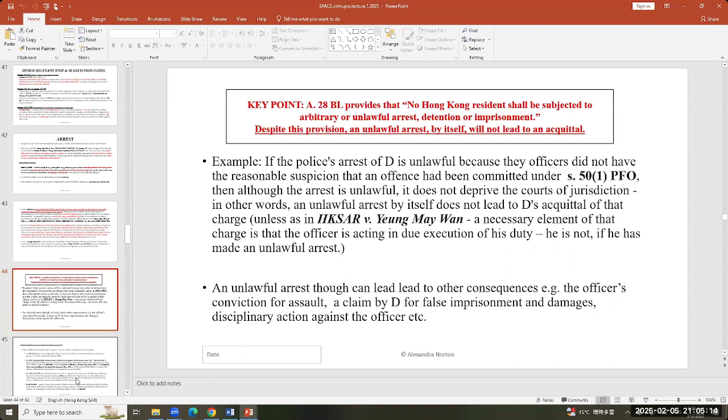But of course, if the arrest is unlawful, then there may be other consequences. It may be that the defendant takes out a civil claim against the officers, or it may be that the officers are convicted of assault. It may be that complaints are made against the officers to the Complaints Against Police Office, CAPO. It may be that they face disciplinary proceedings. It may be that a confession that's obtained as a result of the arrest is inadmissible. So there may be various other consequences.